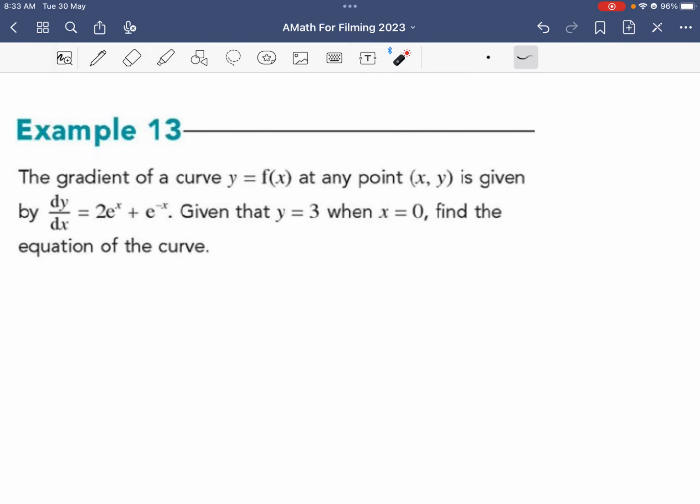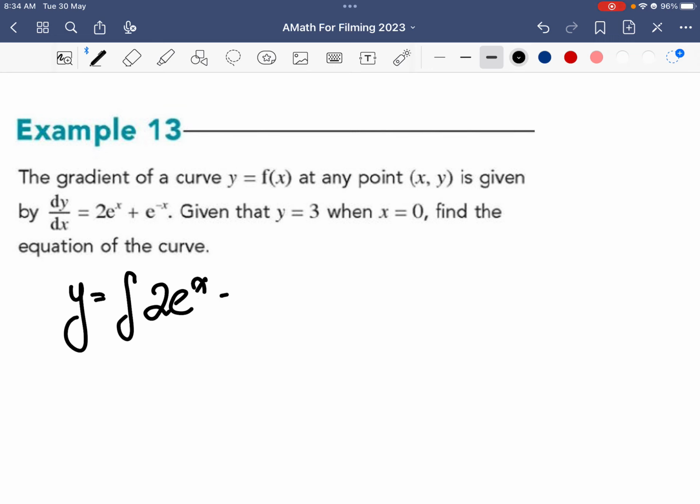Example 13. The gradient of a curve y equals f(x) at any point is given by dy/dx equals 2e to the power of x plus e to the power of negative x. Given y equals 3 when x equals 0, find the equation of the curve. If you differentiate with respect to x, you get dy/dx. So if you integrate, you get y. Hence y is equal to the integral of 2e to the power of x plus e to the power of negative x dx.